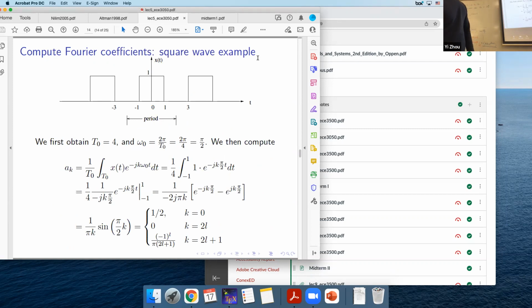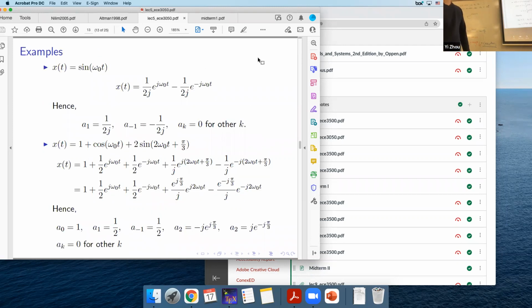Okay, so I think I will stop here. In the next lecture, we'll go over a practical example where we need to leverage that integration formula to calculate the values for ak. But in the end, everything is calculus, so make sure you are comfortable with doing these integrations. Okay, I think I will stop here.